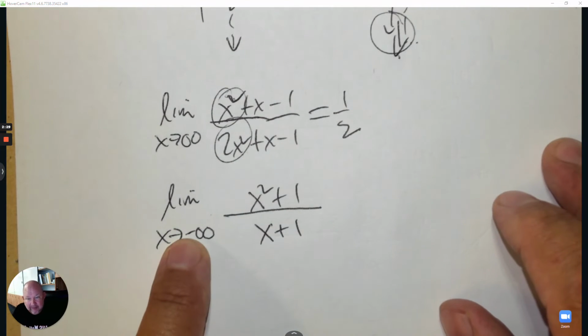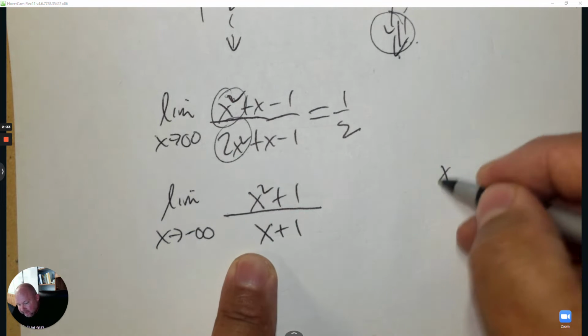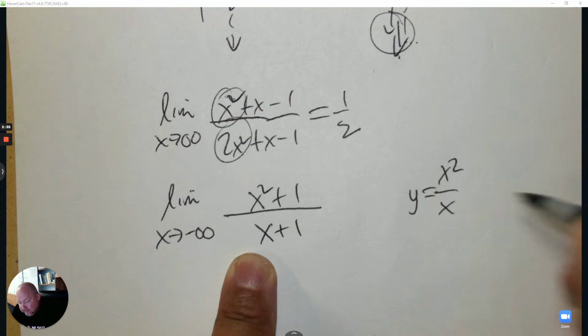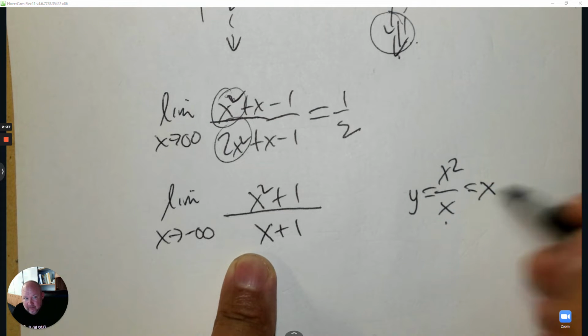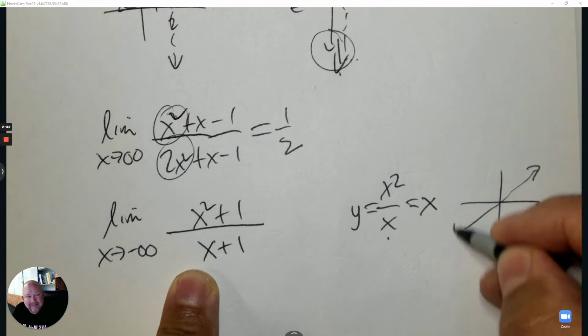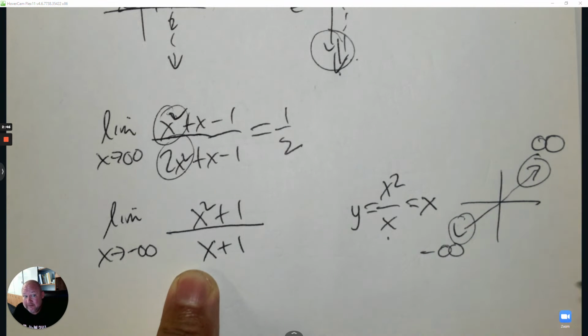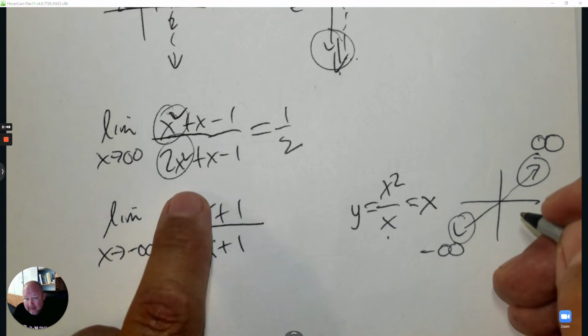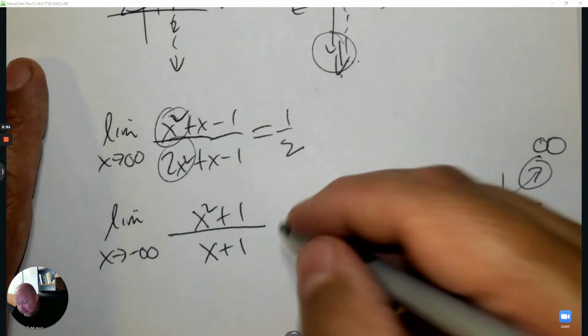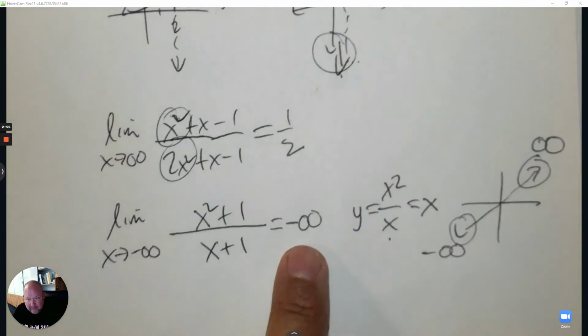Here I want to know the left end behavior of this. Well, the power term over the power term, if I do that on the side, x squared over x, that's just equal to x. And if I graph y equals x, I can see the right end behavior is going to infinity, but the left end behavior is going to negative infinity. So where is the left end going here? The answer is, it goes where the power term goes, which is negative infinity.